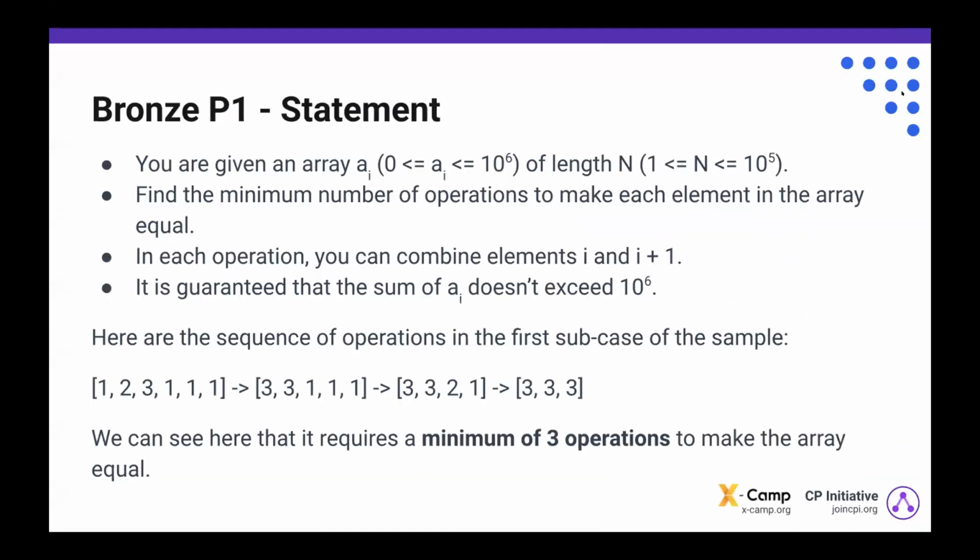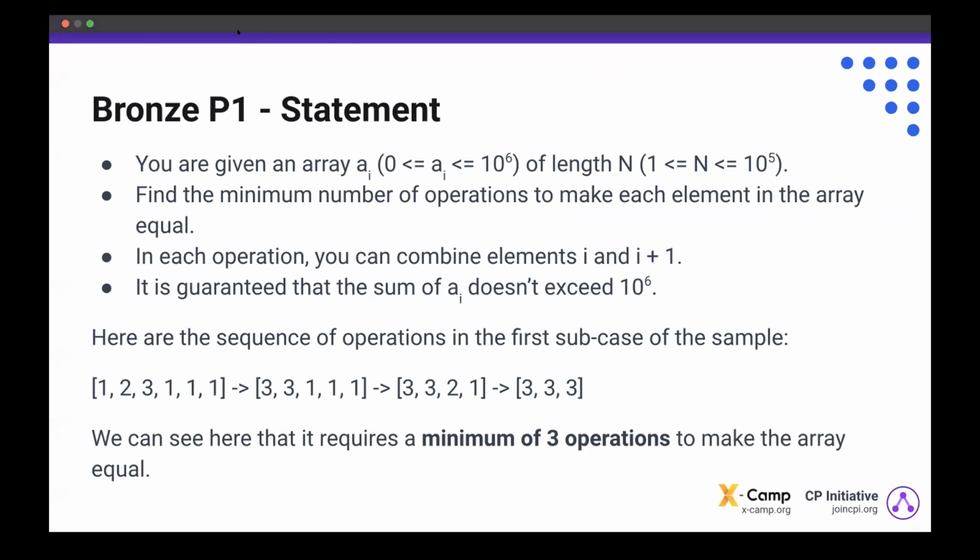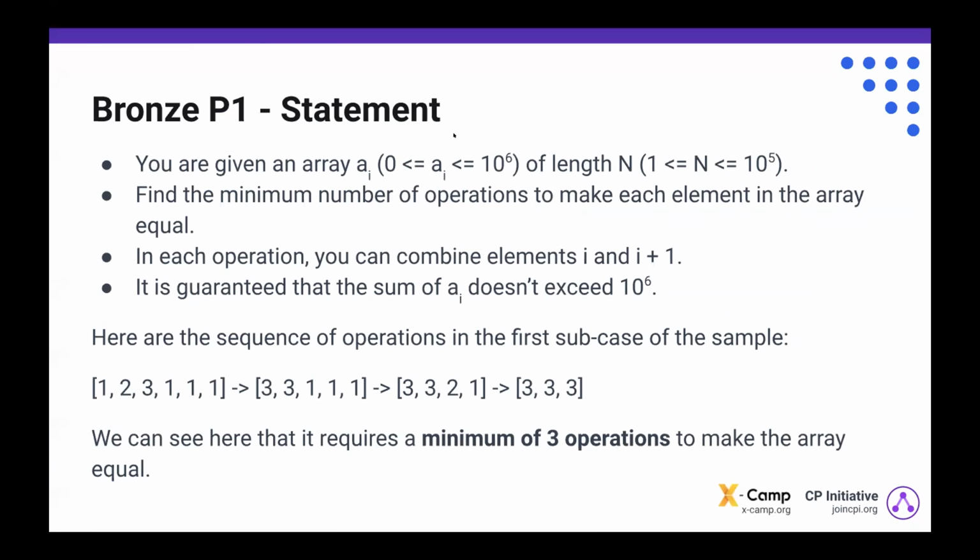Okay, so basically this is the first problem, and it's called sleeping in class. As Maggie said, you're given an array of length n, and the maximum array element is 10 to the 6th. What you're trying to find is the minimum number of operations to make each element in the array equal, in linear time. In each operation, you can combine elements i and i plus 1, so two consecutive elements. And it's guaranteed that the sum of a doesn't exceed 10 to the 6th, so that might be important.